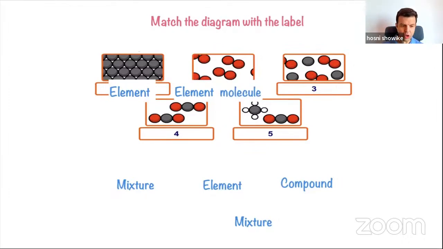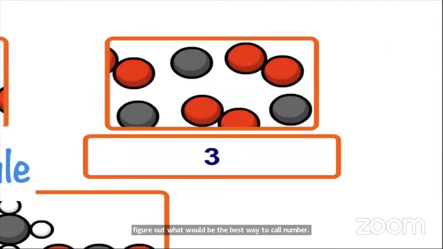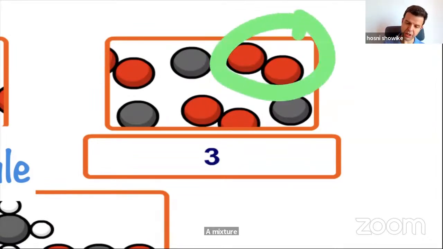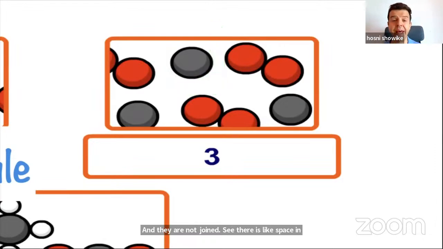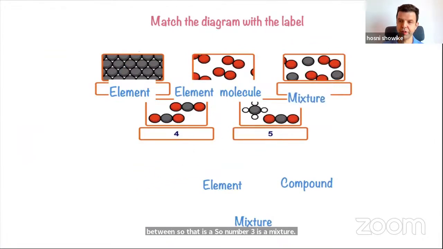Now, let's take a look at number three. I want someone to figure out the best way to call number three. Yahya? A mixture. Reason? Because I have a molecule and an element, and they are not joined. See, there's space in between. So that is a mixture. I'm just going to classify number three as a mixture here. Very good, Yahya.